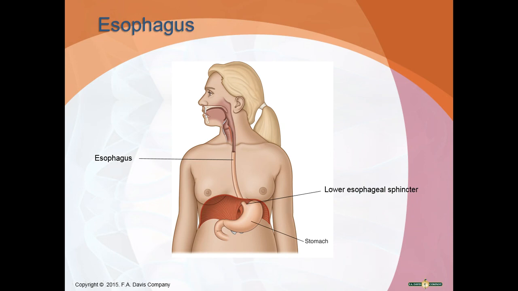Glands within the wall of the esophagus secrete mucus that helps lubricate the food bolus as it passes through. When a bolus enters the esophagus, it triggers wave-like muscular contractions, or peristalsis, that propel the food toward the stomach.